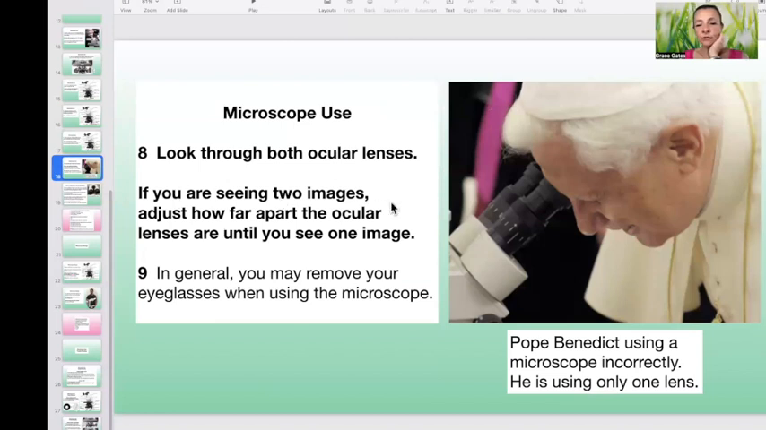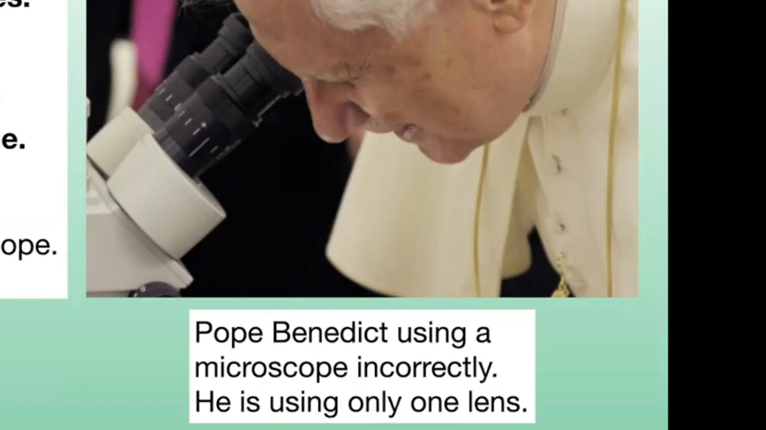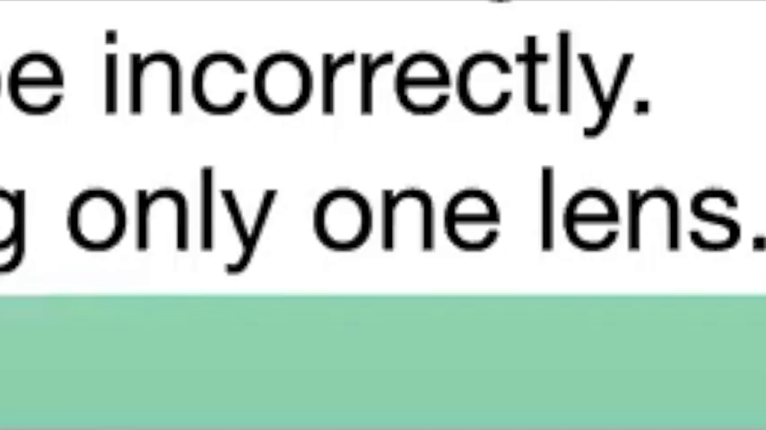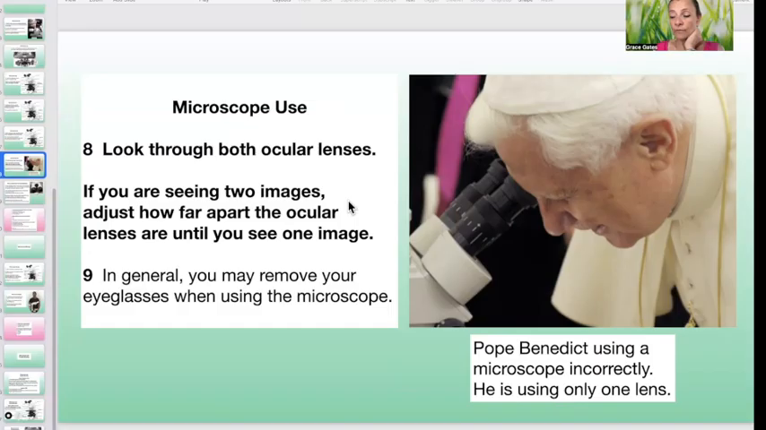All right, make sure you use both ocular lenses when you're looking at your specimen. If there's any problem where the field of vision is showing you two circles next to each other instead of one round circle, you have to adjust your ocular lenses. As you adjust them, it will go from showing you two round circles to closer and then one round circle. Perfect.